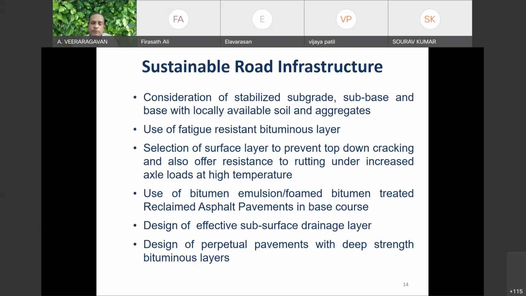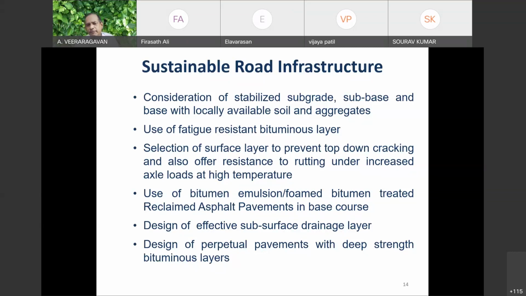So we have to select the appropriate material for the bituminous layer, which will not rut, which will not crack. Can I use alternate materials? Yes. We can use bitumen, foam bitumen. We can use emulsion. We can use reclaimed asphalt pavement materials. We'll see what they are.